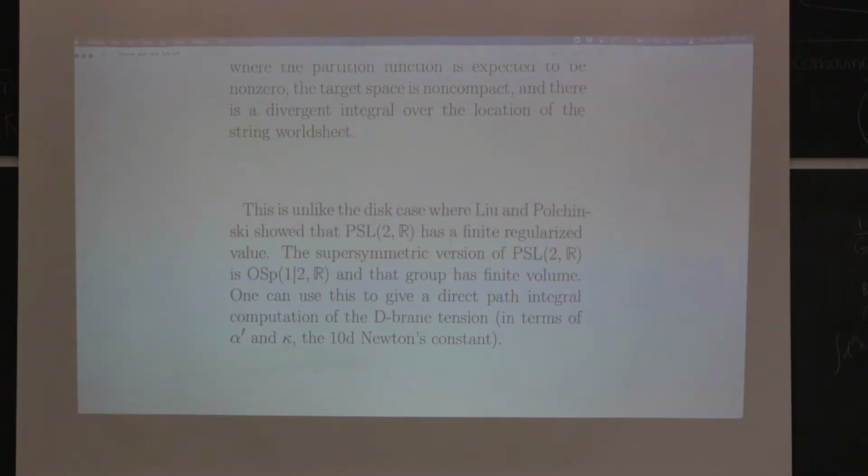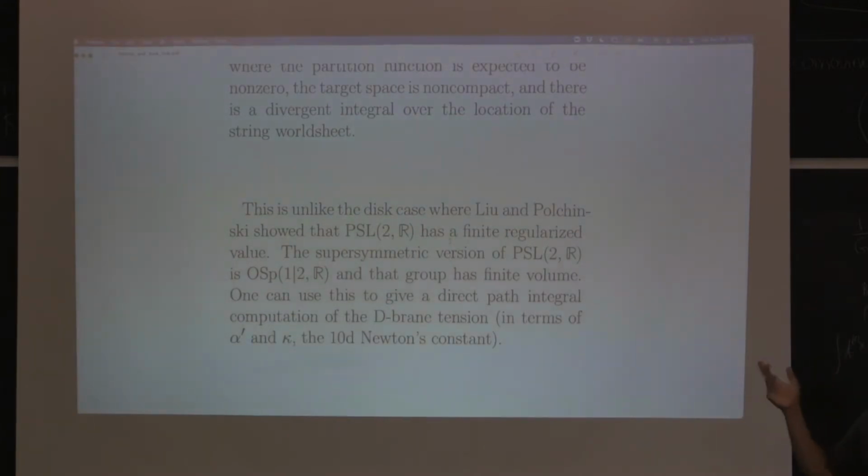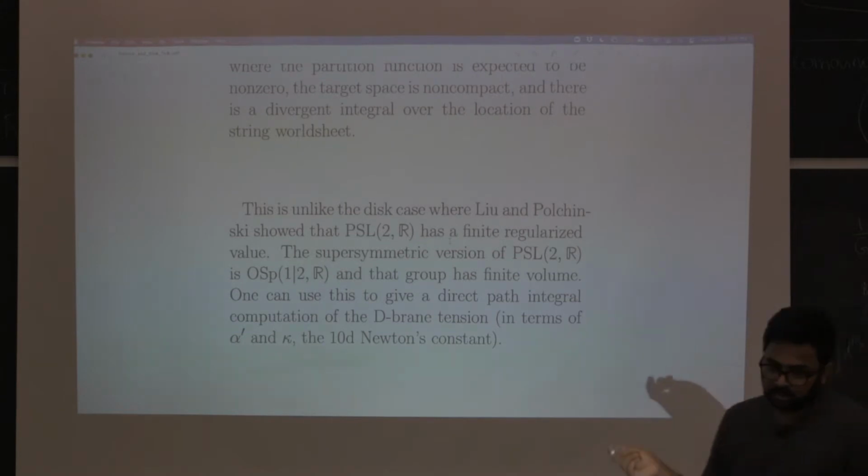Usually in textbooks, people don't compute it this way. People compute it by some factorization of a long cylinder. Like if you look in Polchinski chapter 8, that's how he does it. You start with the cylinder and then you cut it into two disks. But the point is the disk at least has a direct calculation in these supersymmetric settings.